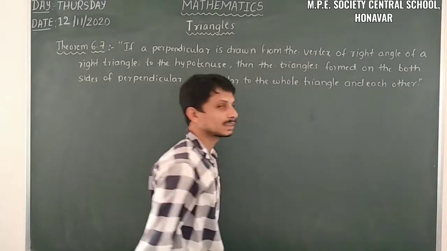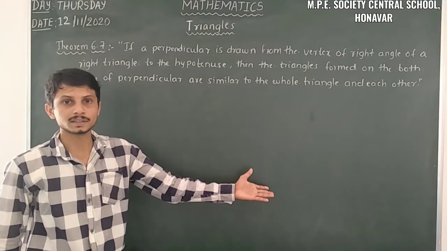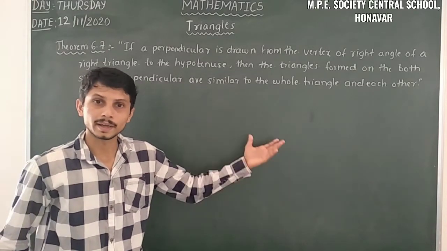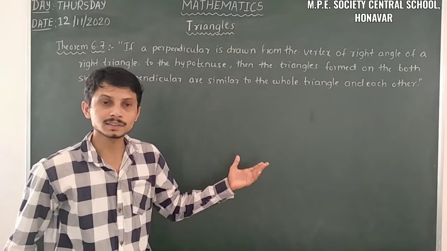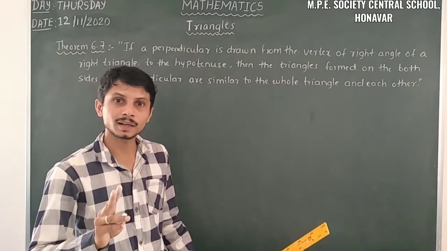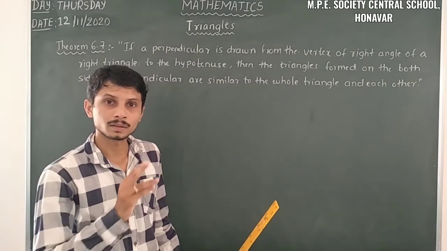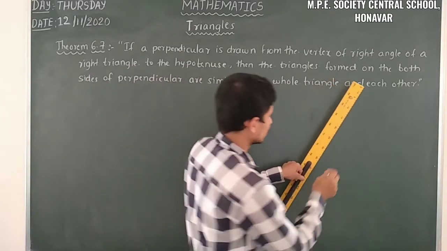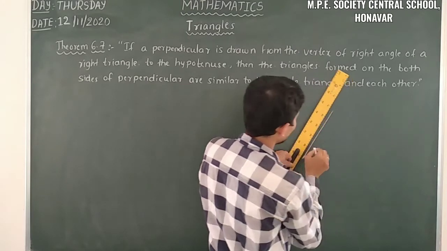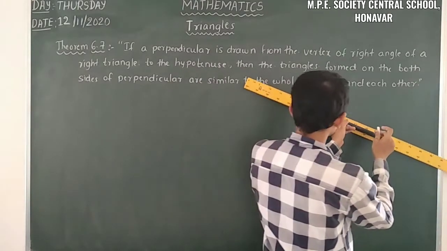Yes, so it is a very big statement. When you know the diagram, you can write it very easily. From the diagram only we have to explain or write the statement. So here we need a right angle triangle, and we have to draw a perpendicular from the vertex of the right angle. I will take the right angle like this according to your textbook.